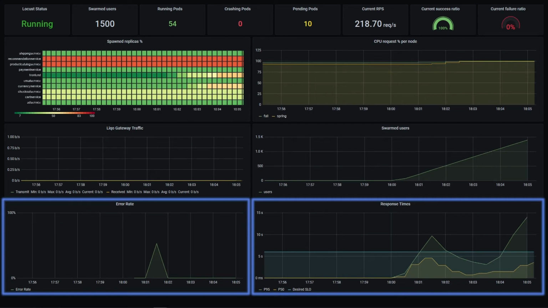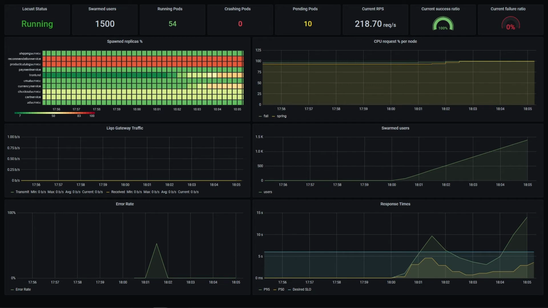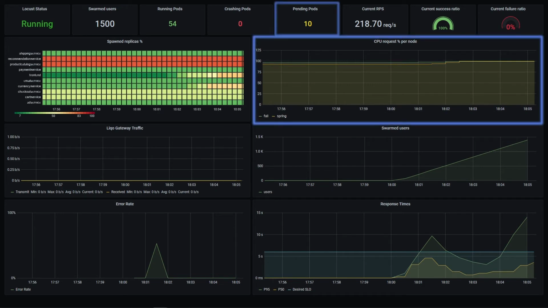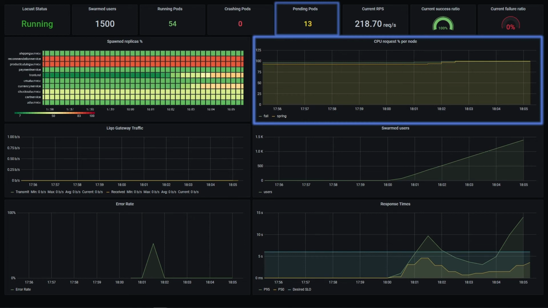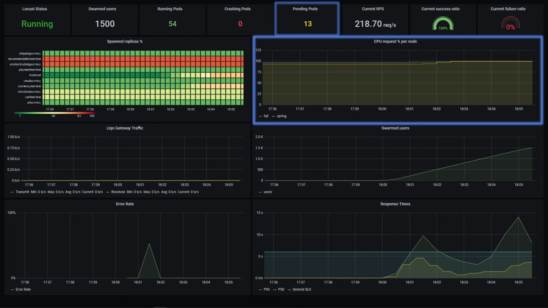What's happening? Well, Kubernetes is spawning new replicas to serve the new customers, but all our computational resources in the cluster have already been used. Indeed, we can see an increasing amount of pods hanging in pending status. They cannot be scheduled because your cluster is out of resources.